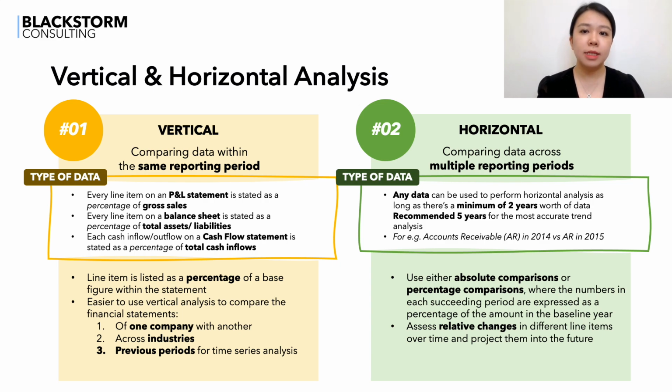In addition, this type of analysis enables analysts to assess relative changes in different line items over time and project them into the future. The primary difference between vertical analysis and horizontal analysis is that vertical analysis is focused on the relationship between the numbers in a single reporting period, or one moment in time. On the other hand, horizontal analysis looks at the amounts in the financial statements over many years.